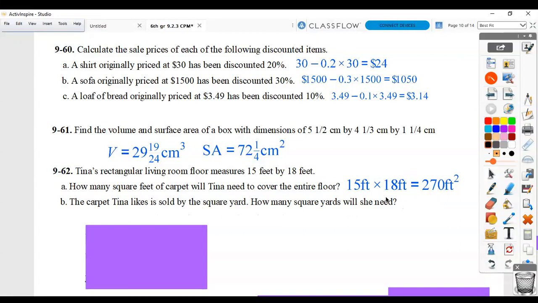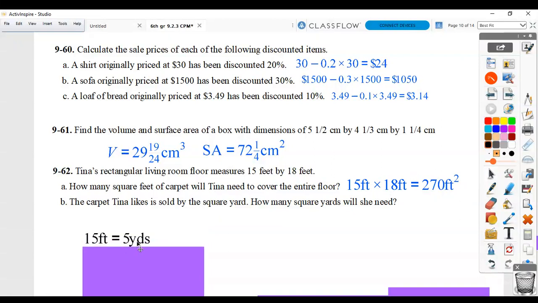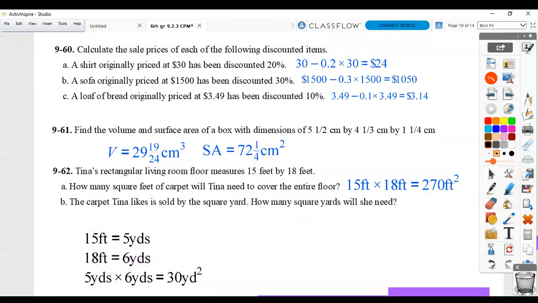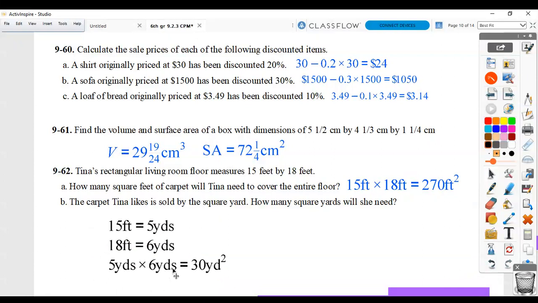So what you can do is change feet to yards for both these dimensions. So 15 feet would be 5 yards divided by 3. 18 feet is 6 yards, again divided by 3. And when you multiply the 5 times 6, you get 30 square yards. You could also take this answer and divide by 9, because you're dividing by 3 for length and dividing by 3 for width. So in other words, you're dividing by 3 and then dividing by 3 again. So again, you get back to this answer.